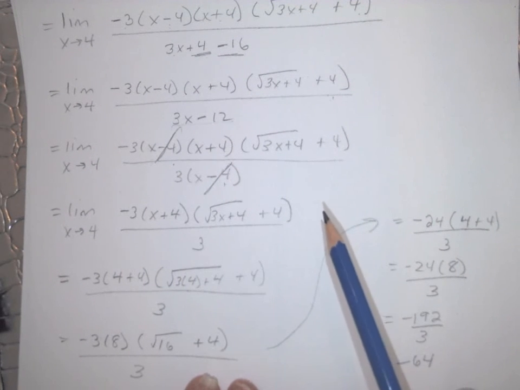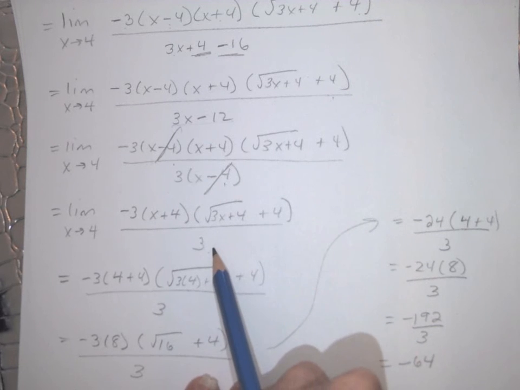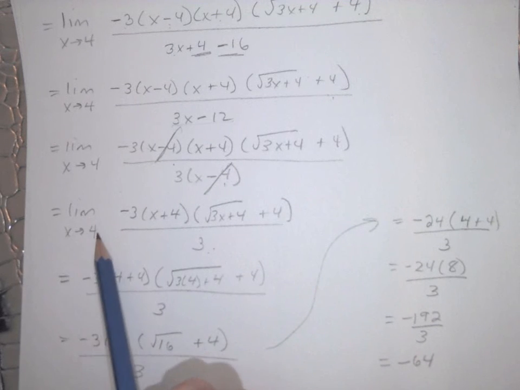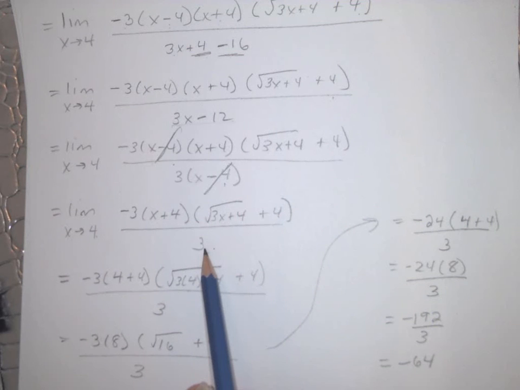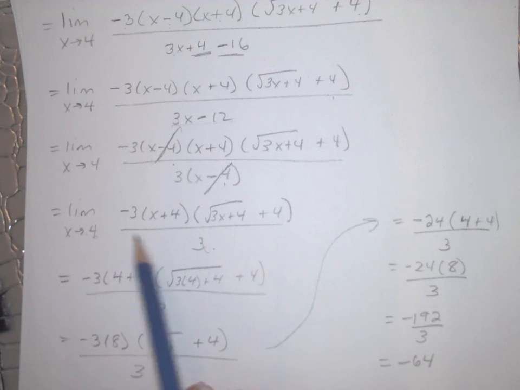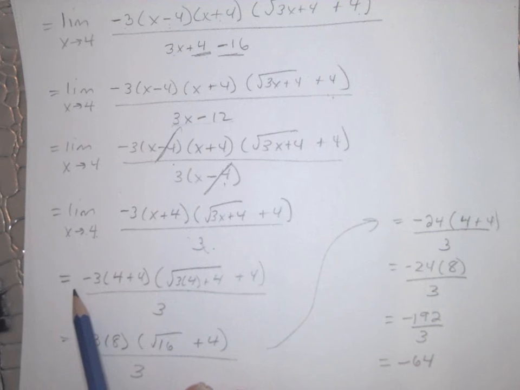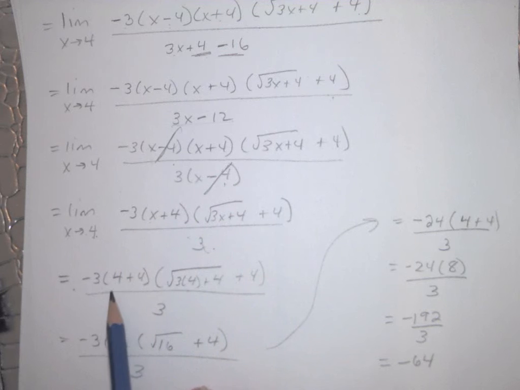Okay, and so now since the denominator is just 3, I can let x approach 4 because the denominator is going to be 3. So now, because I'm taking the limit as x approaches 4, I don't write that anymore. And what I'm doing is I'm allowing each x to approach 4, so I'm replacing each x with 4. And so I subbed 4 in everywhere there was an x.